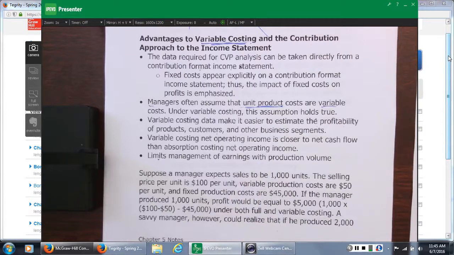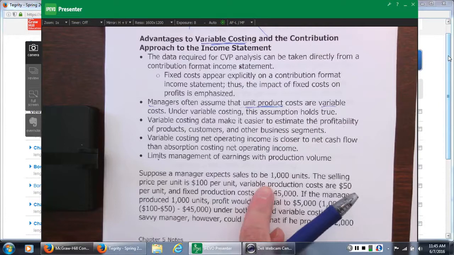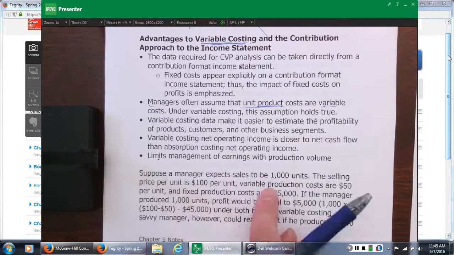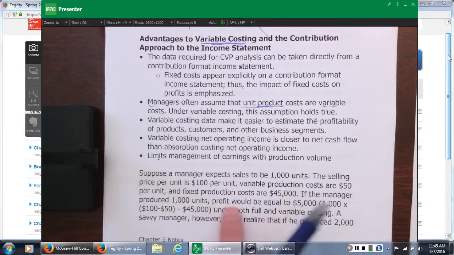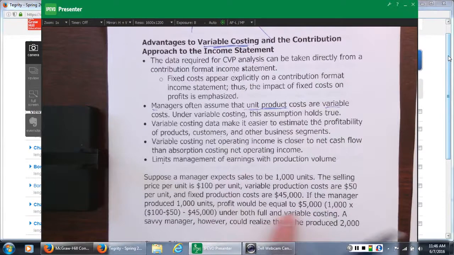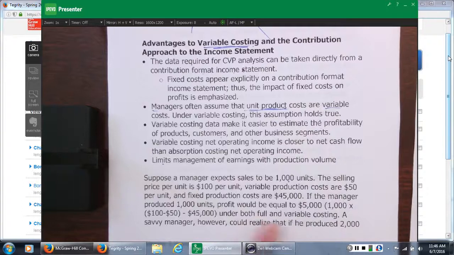Okay, so if we look at this example, it says suppose the manager expects sales to be 1,000 units. The selling price per unit is $100. Variable production costs are $50. Fixed production costs, fixed overhead, are $45,000. If the manager produces 1,000 units, profits would be equal to $5,000 under both full and variable costing. So in this case, we sold 1,000. We produced 1,000. Production equals sales. Full costing income equals variable costing income.